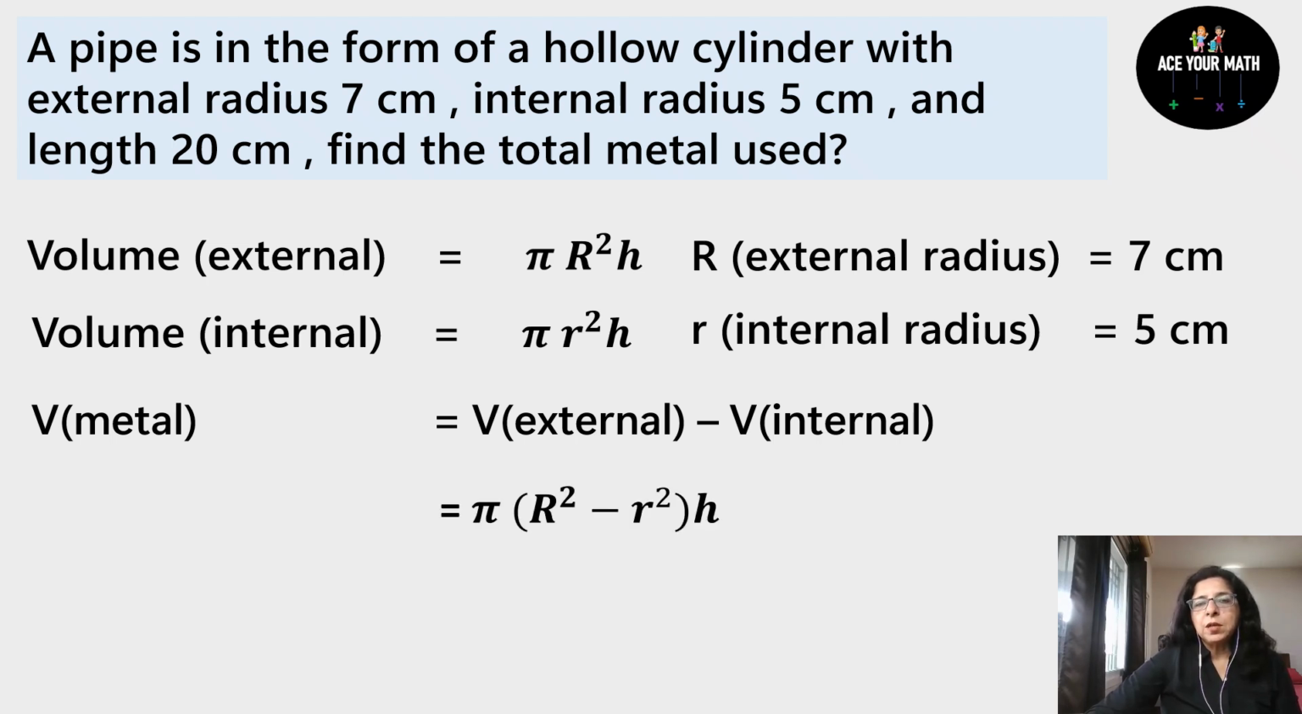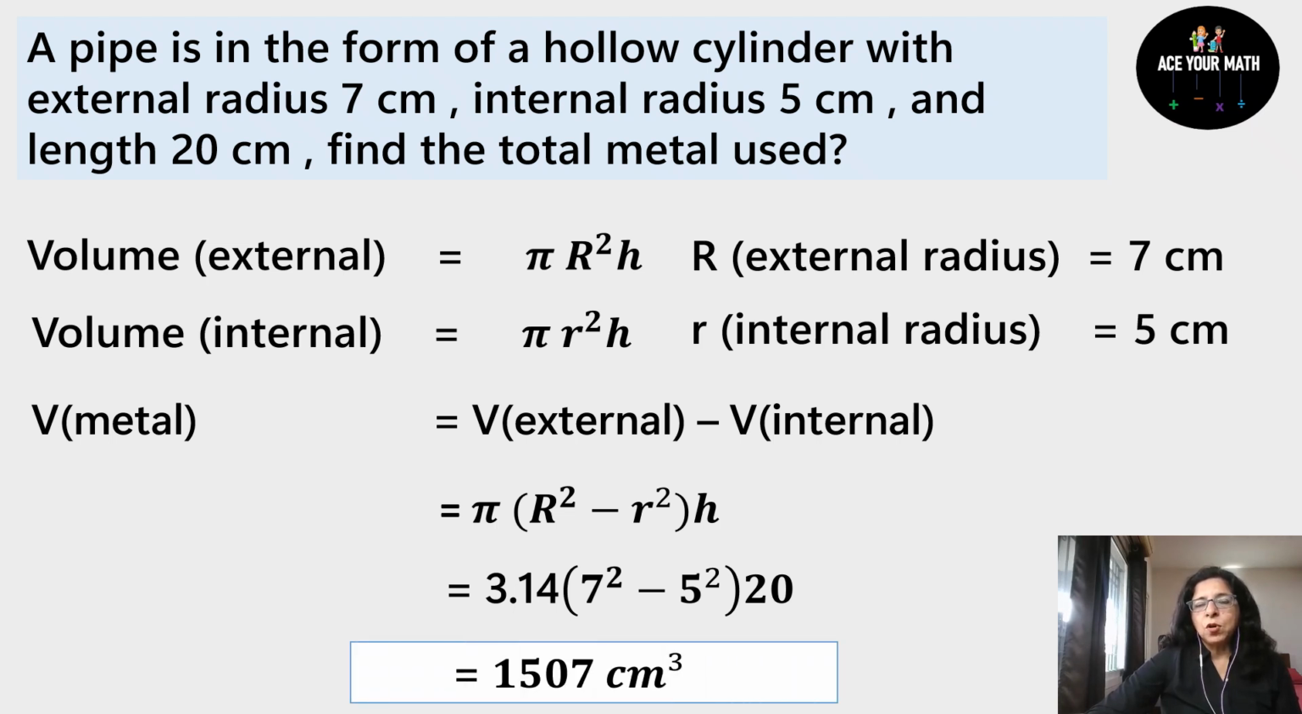Now write down the values as given. Pi and h are both common, so they will remain outside the bracket. Inside you will write R square minus r square. Now put down the values: pi I am taking as 3.14, the external R is 7, the internal r is 5. Now solve it. You will get the volume as 1507 centimeter cube of metal used in the cylinder.